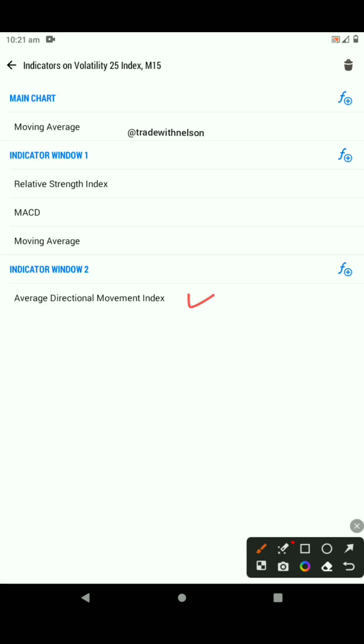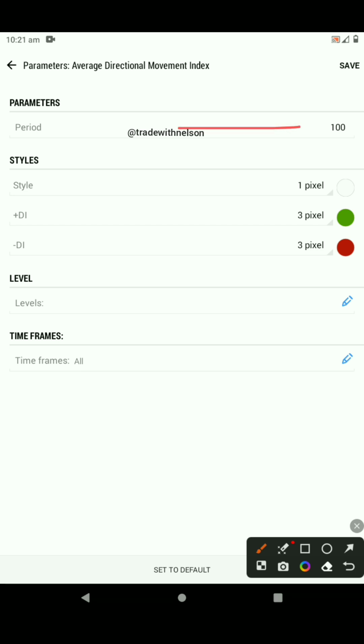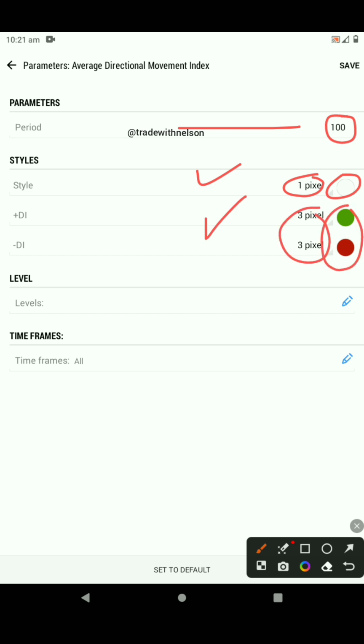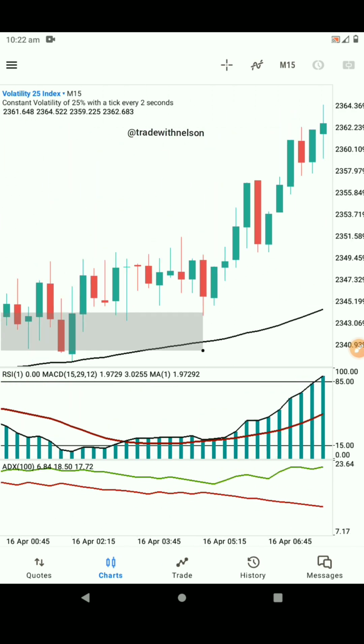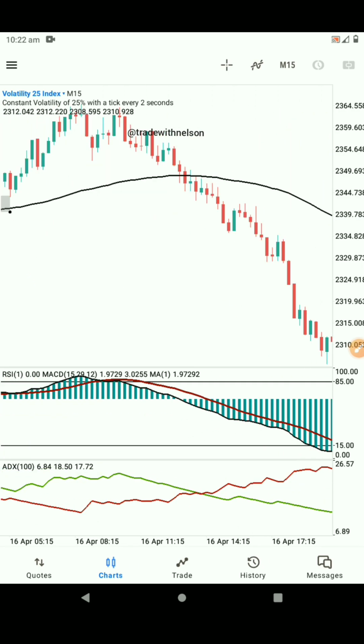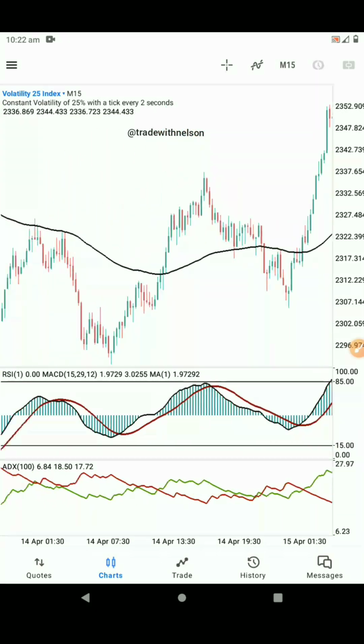For the last indicator, which is ADX, click on the F icon on the main chart. Average directional movement index. Click on that. Make your period to be 100, style, make it 1 pixel, and select color of your background. For the positive and negative DI, make it 3 pixel and select color of your choice. After that, click on save. So for the zoom level, let's say this is the innermost zoom. So you will zoom in 3 times. 1, 2, 3. So this is the best zoom level for this strategy.